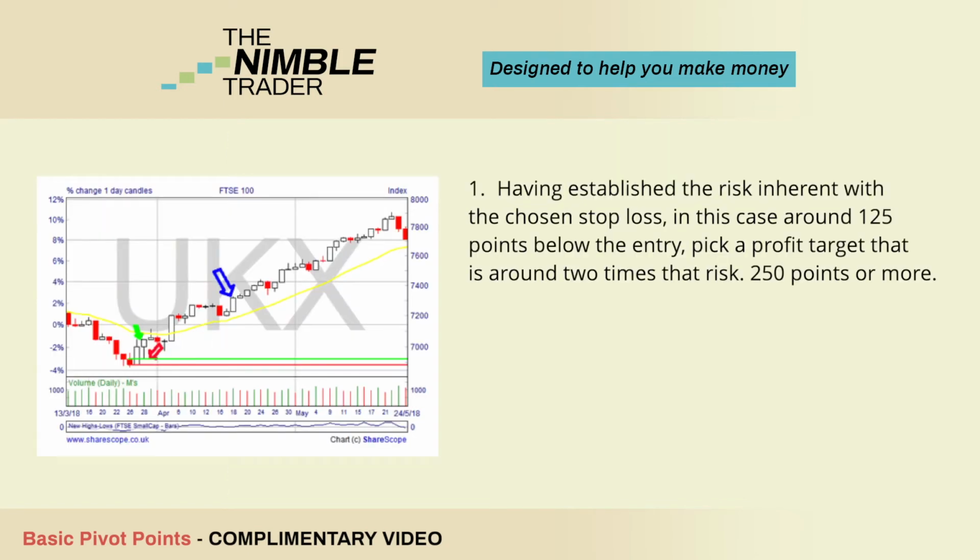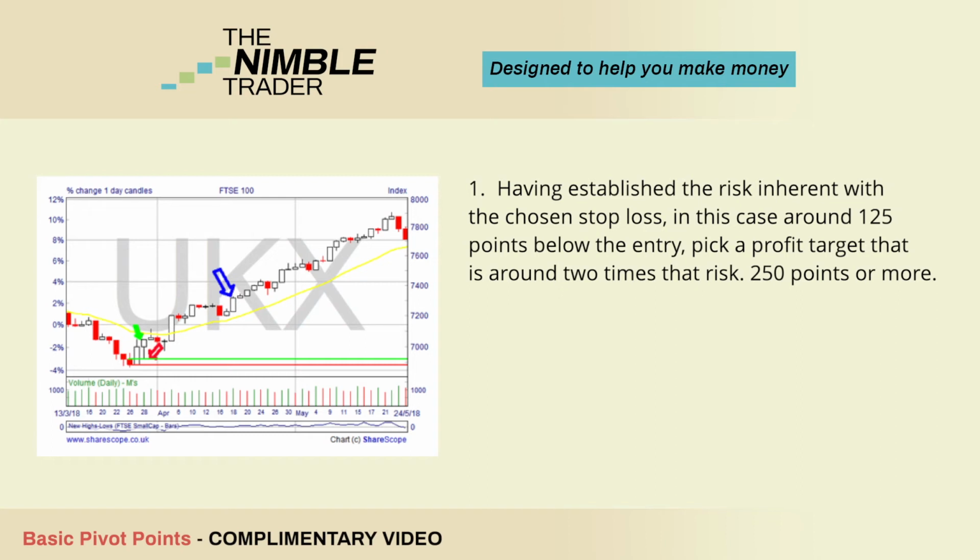First of all, having established the risk inherent with the chosen stop loss, depends where the stop loss is in relation to the entry price, and that determines to some extent how large a trade you take. Once again, subject for tutorials which are in the archive of the Nimble Trader. In this case, the stop loss is roughly 125 points below the entry.